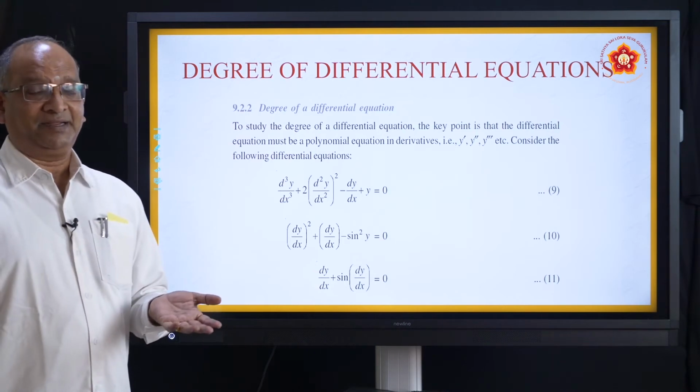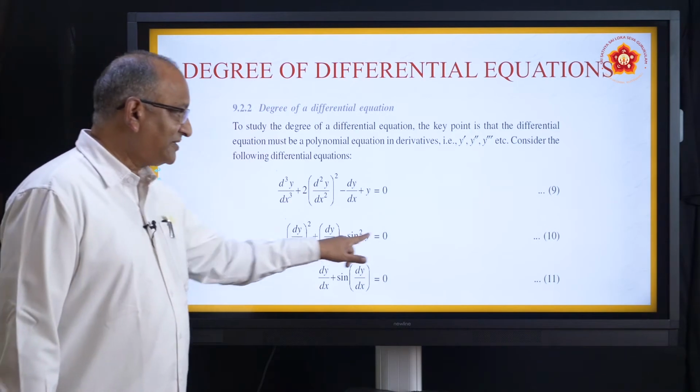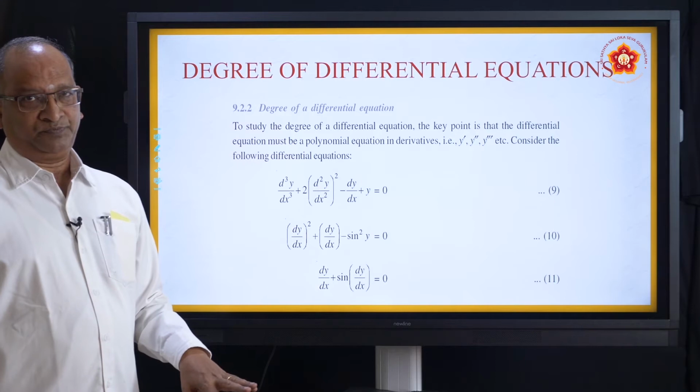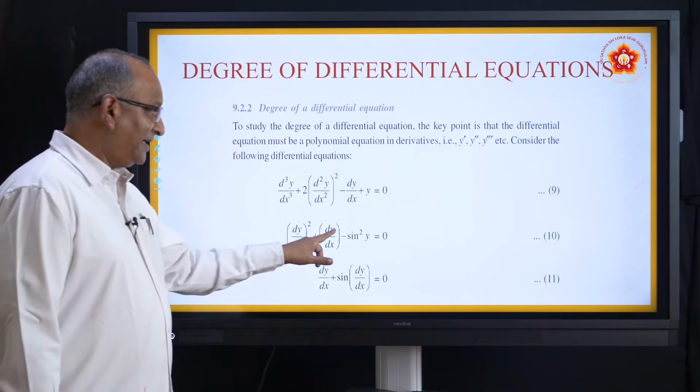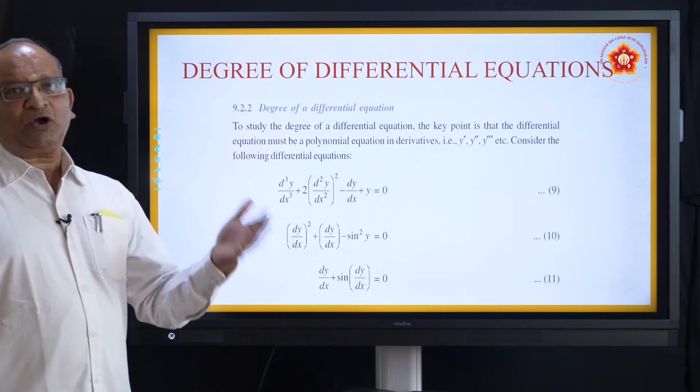But what is its degree? The highest power of dy by dx is 2. So the degree of this equation is 2. Order is 1, degree is 2. Even though there is sine square y independently, there can be sine y, cos y independently.